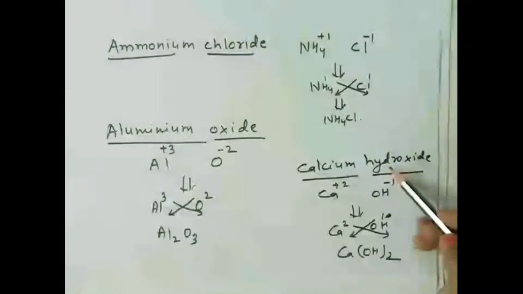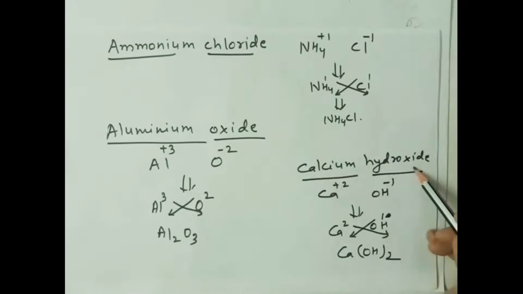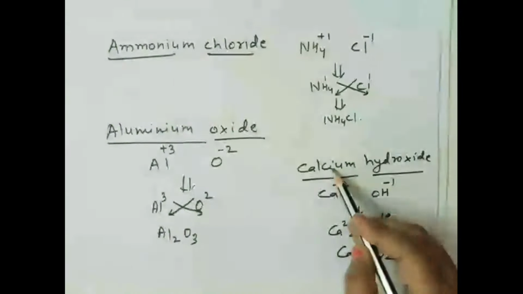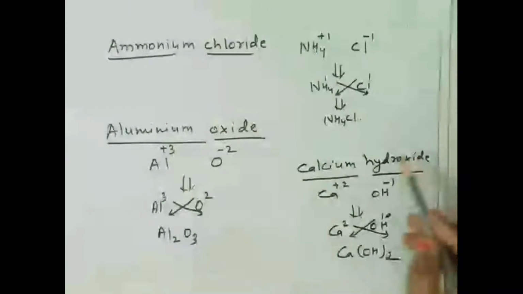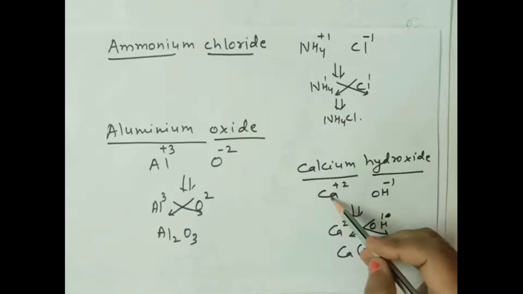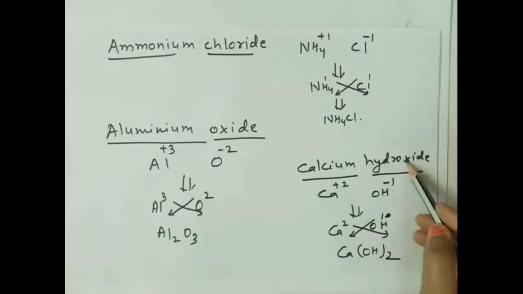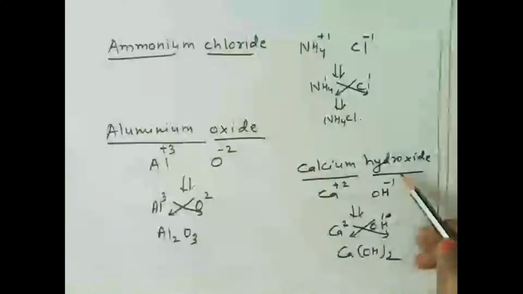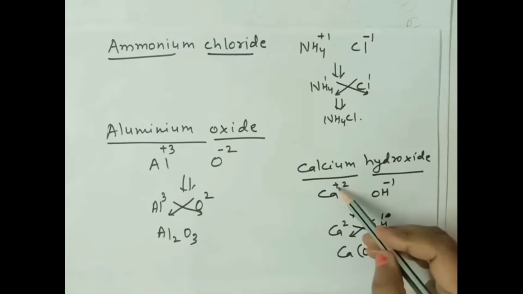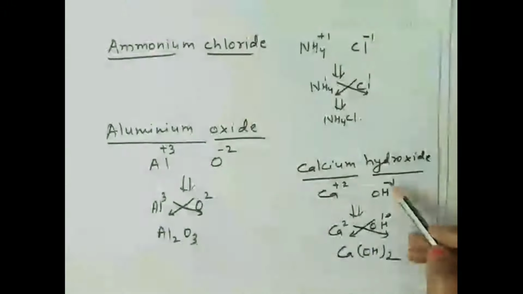For the next example we can take calcium hydroxide. So calcium is electropositive and hydroxide is electronegative. The symbol of calcium is Ca. The symbol of hydroxide is OH. The second step is to write the valency. So the valency of calcium is +2. The valency of hydroxide is -1.